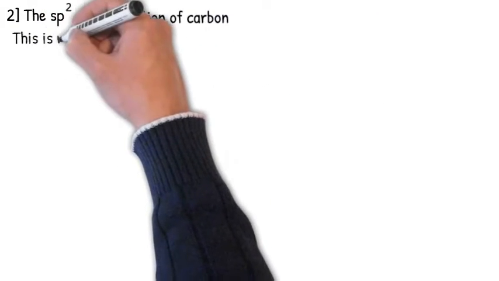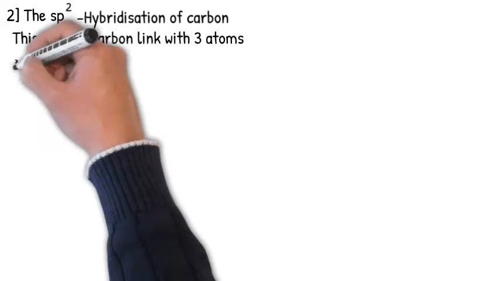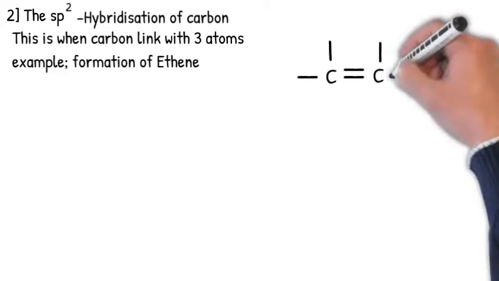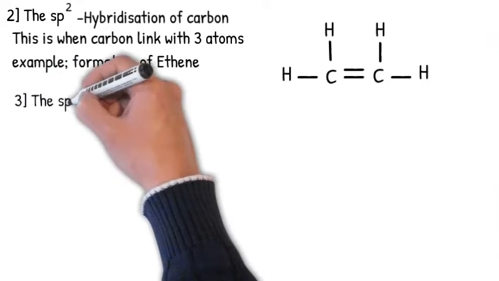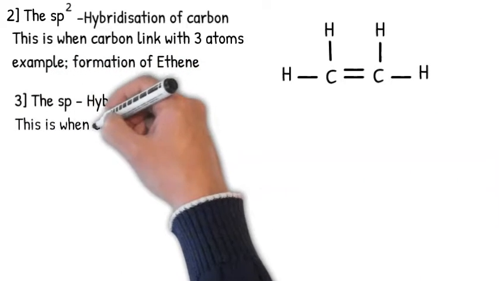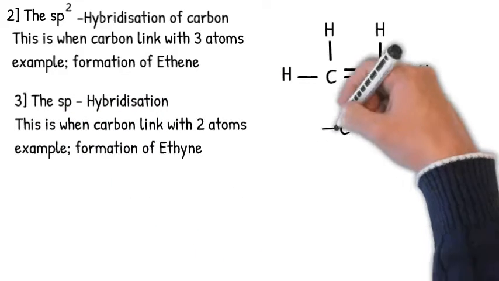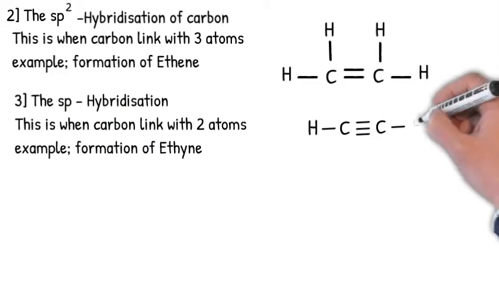The sp2 hybridization of carbon. This is when carbon links with 3 atoms. Example, formation of ethene. Each carbon is linked with 3 atoms. The sp hybridization. This is when carbon links with 2 atoms. Example, formation of ethane. Each carbon is linked with 2 atoms.